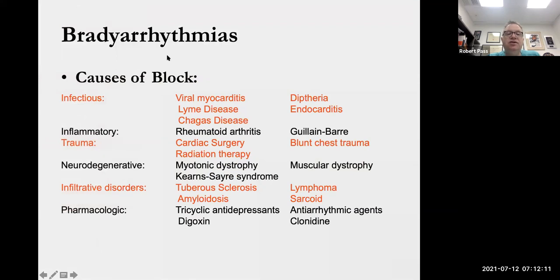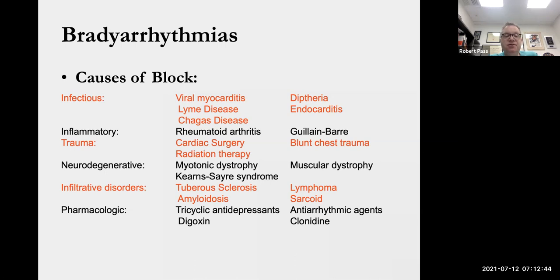So what causes heart block? Well, there are many different causes. There are a lot of infectious causes, with the most common being viral myocarditis, Lyme disease, Chagas disease, and then diphtheria in a pre-immunization era. And of course, endocarditis can affect the conduction system. The most common cause, though, of heart block that we see is either congenital heart block or trauma due to cardiac surgery.